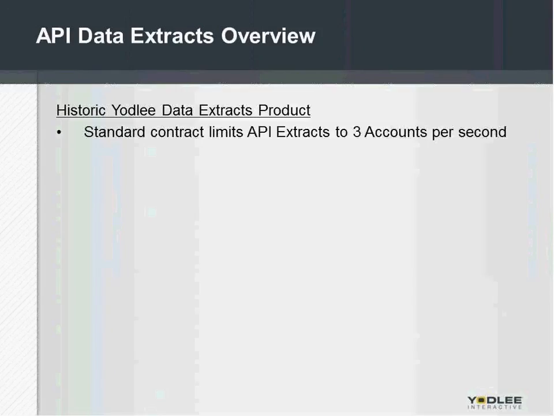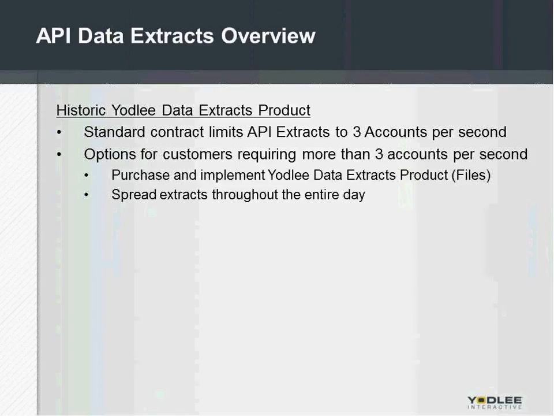Currently in the standard contract, we have a limit for all API customers for extracting data or using a process to extract data to 3 accounts per second. Now, I want to clarify this because people do get confused about this. For API customers, if there's an end user on the other end, there is no limit to how often you use the API. But we do have a limit if you are using the API in an automated fashion to extract data or running a batch job against the service to extract data. It's 3 accounts per second.